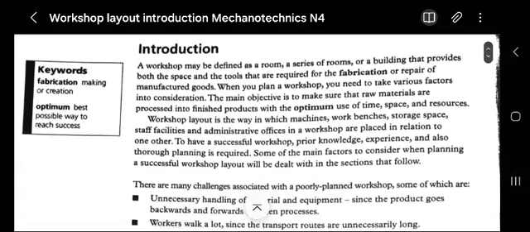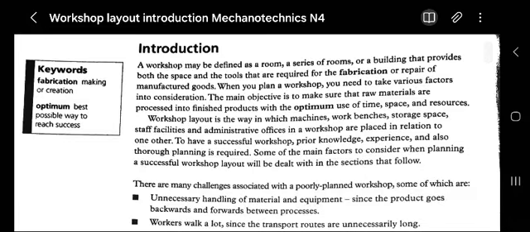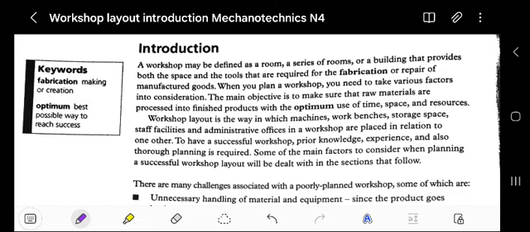Then is the introduction. This is unit 1, guys. So in the introduction, as you've seen, we have some keywords there. Fabrication. What is to fabricate? It is making, creation, or manufacture. If you use fancy words, it is to manufacture or create. That's fabrication. Optimum. When you're talking about optimum, it is the best possible way to reach success. How can we optimize our resources? Okay, we'll learn about that. So, introduction. A workshop.